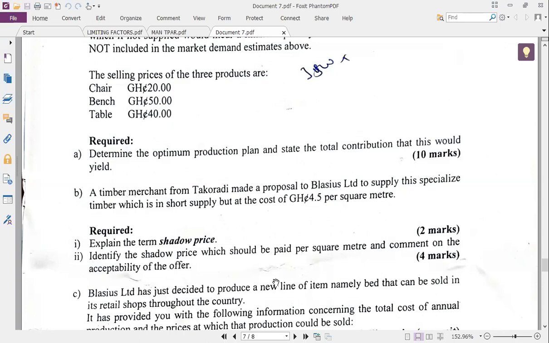Now let's read B. A timber merchant from Takoradi made a proposal to this company to supply this special timber, which is in short supply, but at the cost of 4 Ghana cedi per square meter. Now, the shadow price will also inform you how much you should pay for your input.